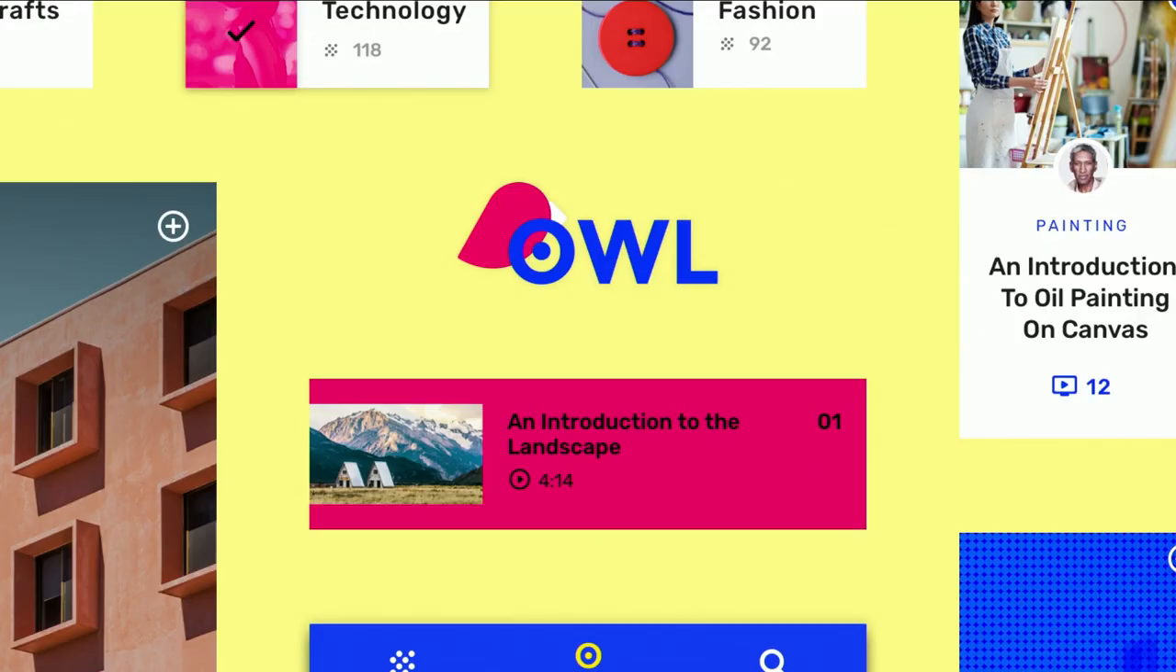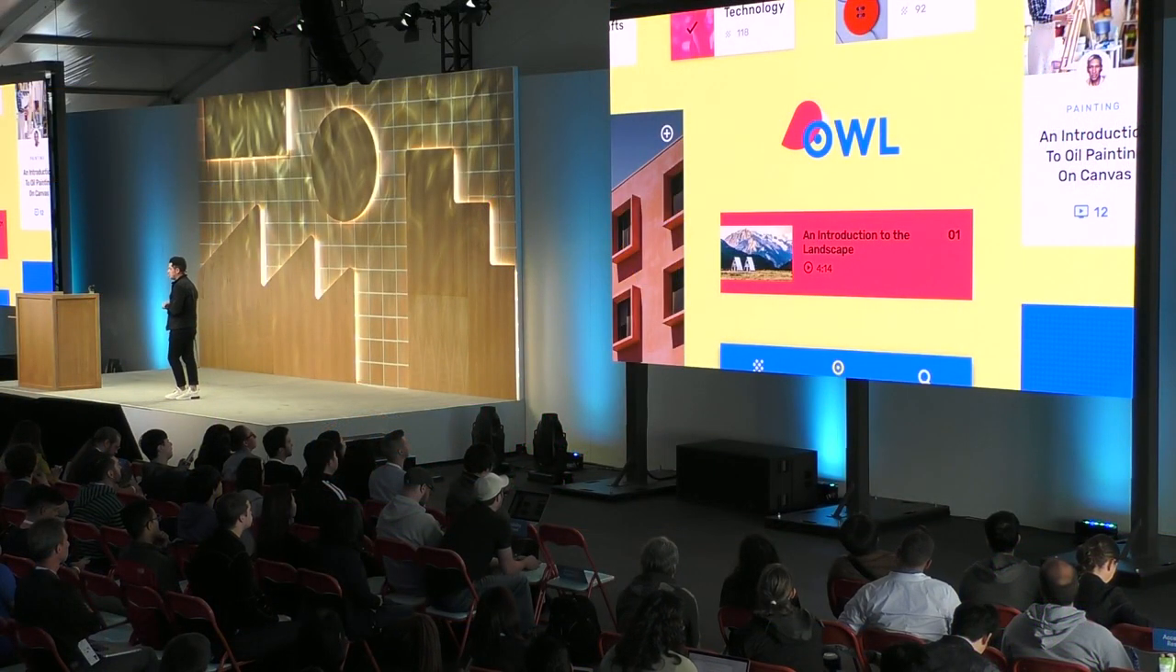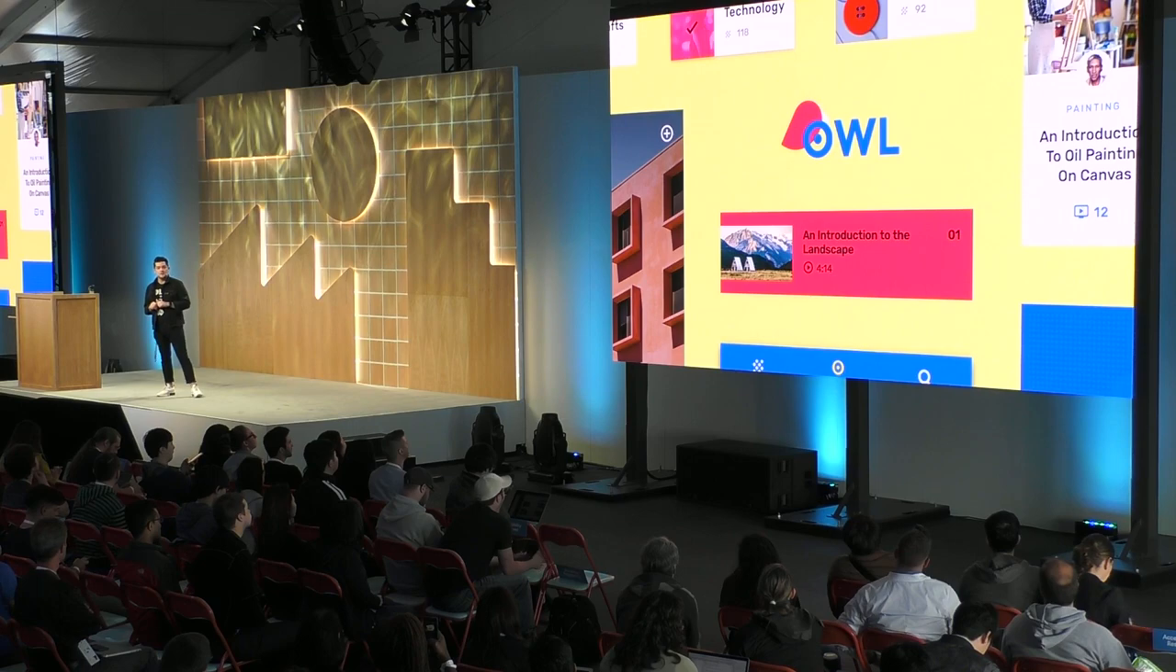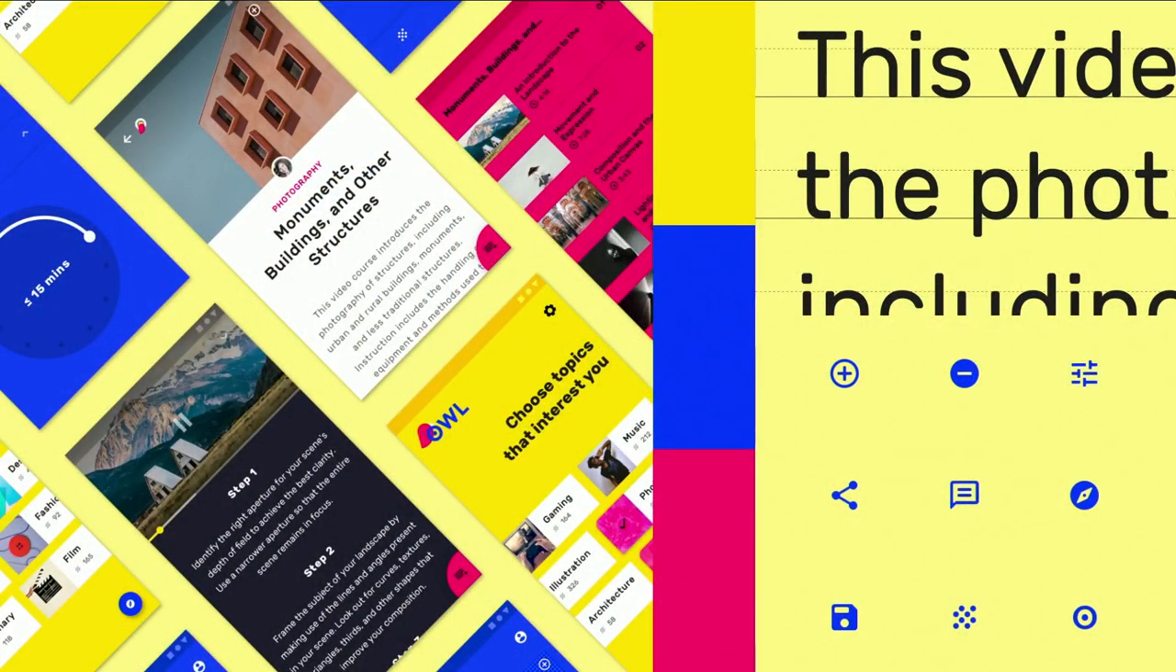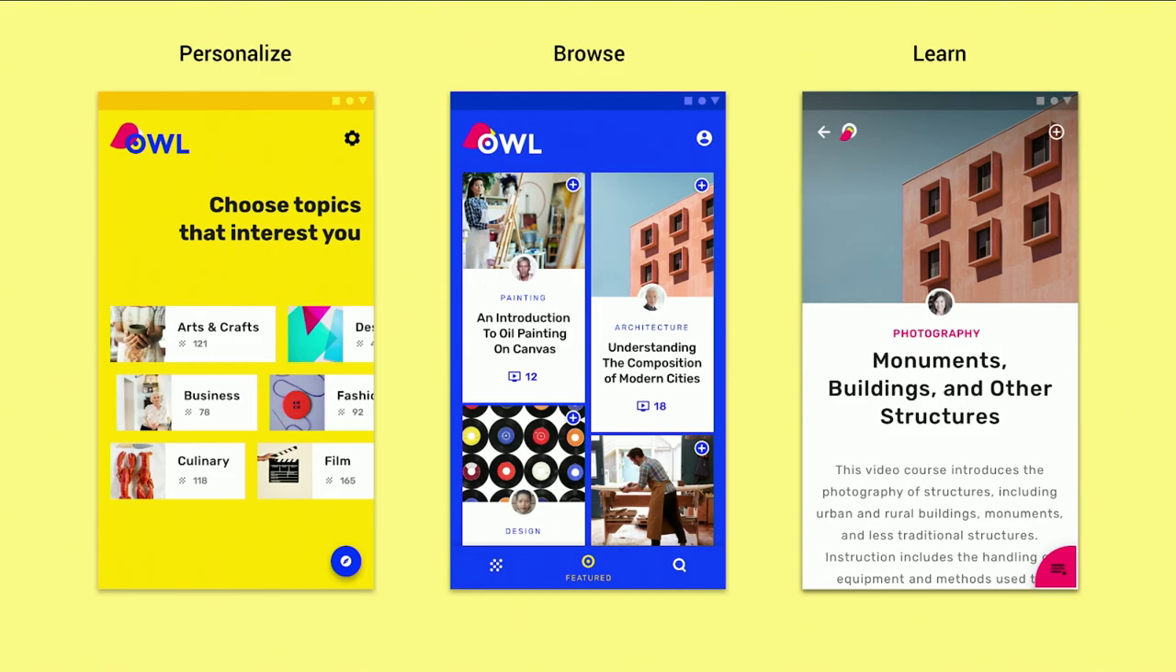I'm going to walk you through one of them. I'm going to walk you through Owl. Owl is an educational app that provides courses for people who want to explore and learn new skills in design, art, architecture, and fashion. Owl's design is bold in its use of color, shape, and typography in order to express its brand. Owl is divided in three sections: learn, browse, and personalize. Today, in the interest of time, I'm going to walk you through one of these themes, learn, in order to show you what we did.